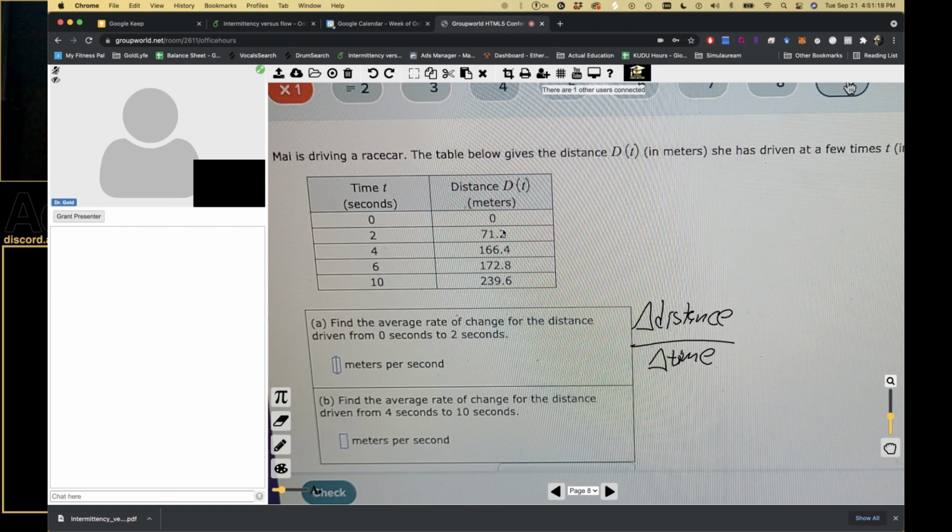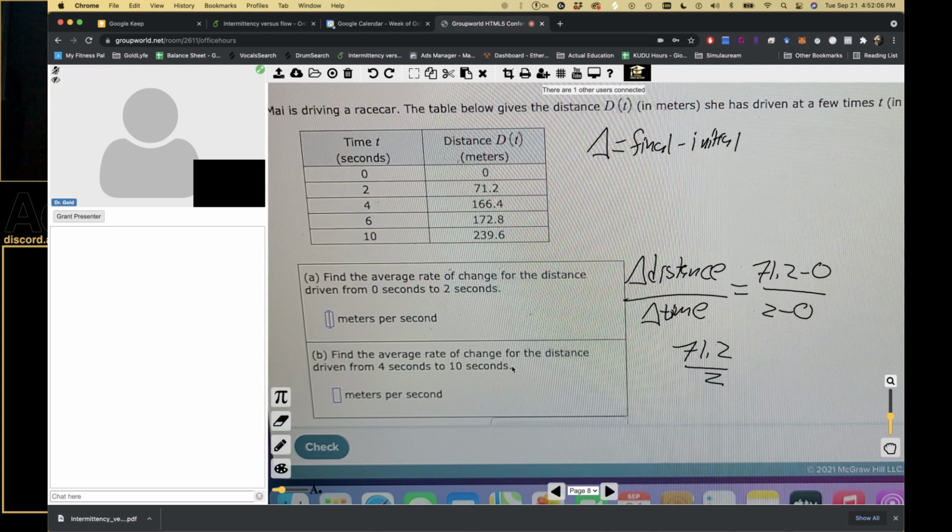Let me whip out my calculator. Give me a second. You don't need it. I don't. Oh my gosh. 71.2 seconds. I mean, 71.2. Initial, yeah. 2 seconds. You would have the distance from 2 to 4 seconds, and you'll have 166.4 minus 71.2.